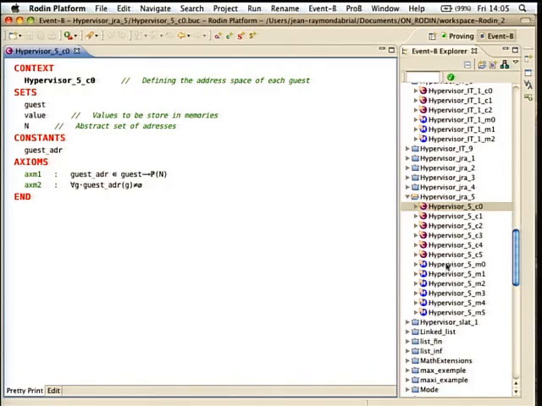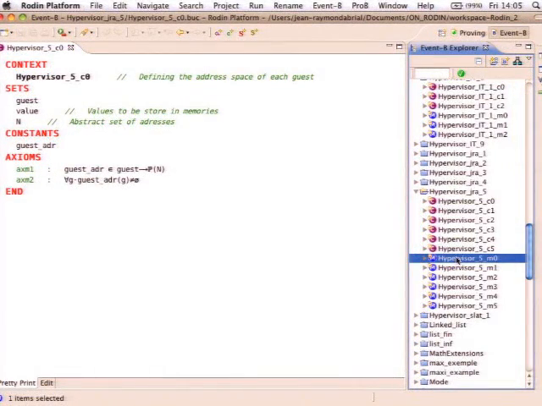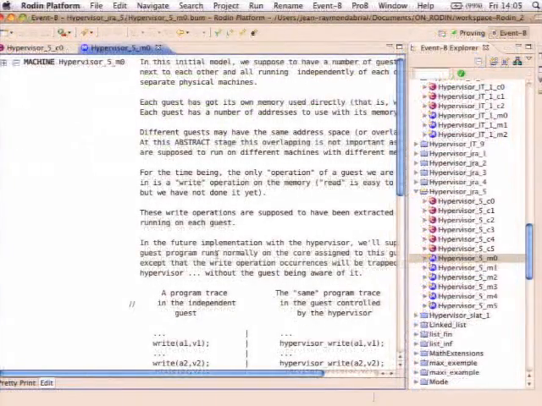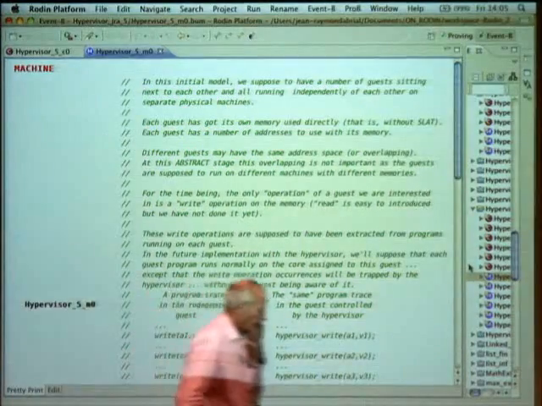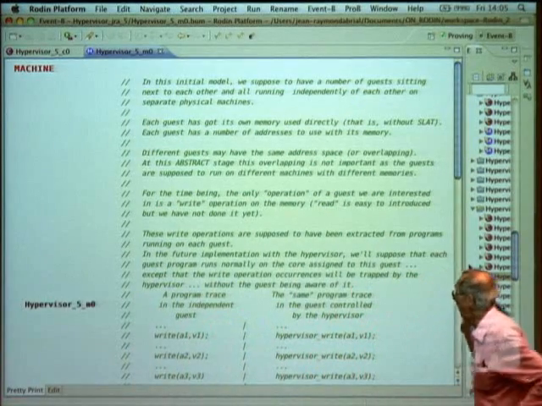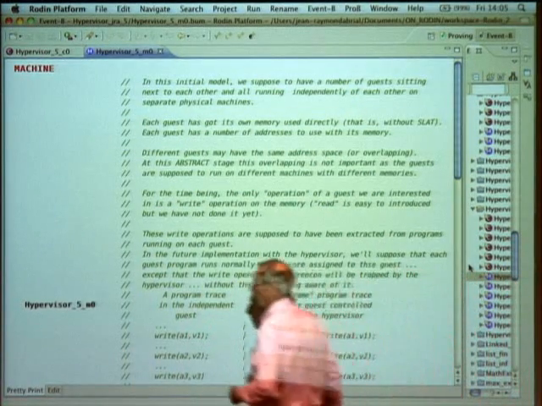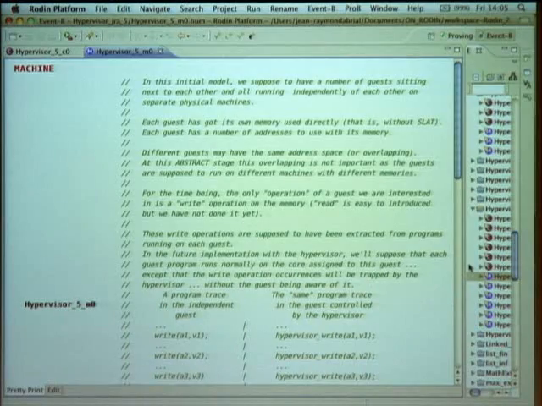Okay, so now we can go to hypervisor M0. This is the first level. I explain a bit what has been done here, and also what I will do in the next one.